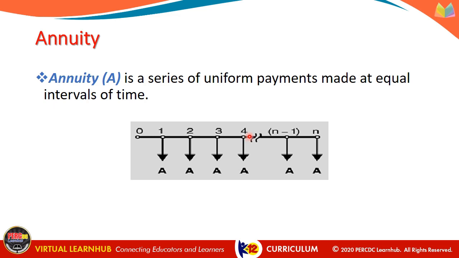Some of the real-life examples that we have for annuities are monthly salaries, where the worker receives a fixed amount of money every month, and apartment rentals, where the boarder pays a fixed amount of rent every month. Those are examples of annuities.